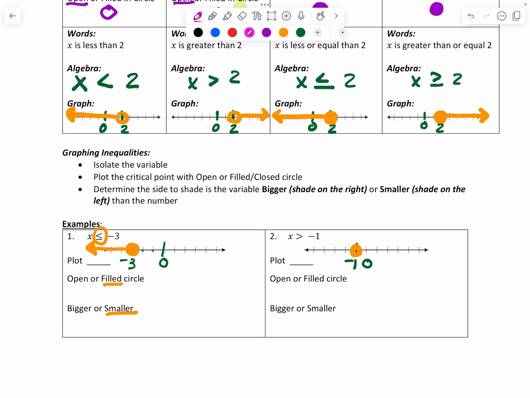Let's do it in red. Okay. Open circle. Not filled in. Sorry that it looks filled in on my paper. And then because it's greater than, I'm going to go everything bigger than that number. So that's to the right. Okay, again, it's open circle. And then everything to the right. Okay, let's keep going.